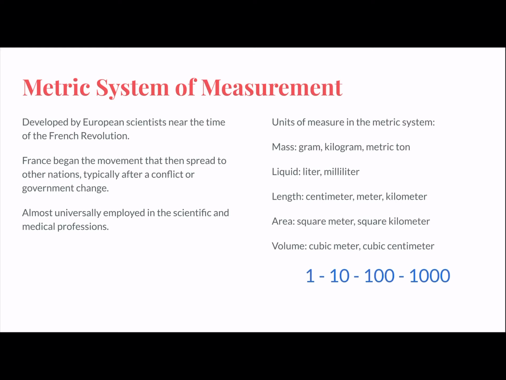So units of measure in the metric system: for mass are grams, kilograms, and actually a metric ton. For liquids, it's liters and milliliters; length, centimeters, meters, kilometers. You may have also heard of in area square meters and square kilometers, and in volume, cubic meters and cubic centimeters. So you're going to see a lot of the same words and a lot of the same affixes because this system is based on the number 10: ones, tens, hundreds, thousands, and that's what actually makes it an easier system to use than the U.S. customary system because it's in multiples of 10.